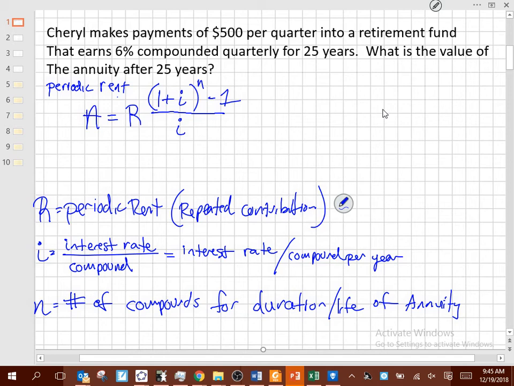Hopefully you realize that you're going to increase much faster in regards to the amount in your account because you are contributing on top of all the interest that you're making. Does that make sense? Okay.